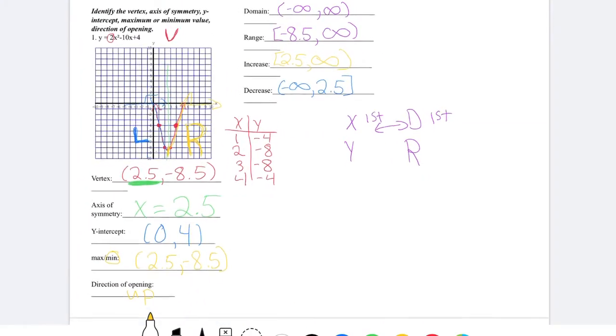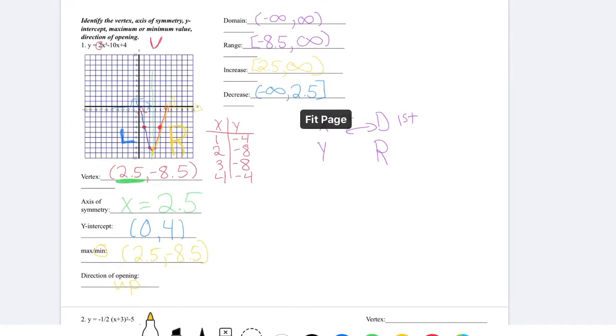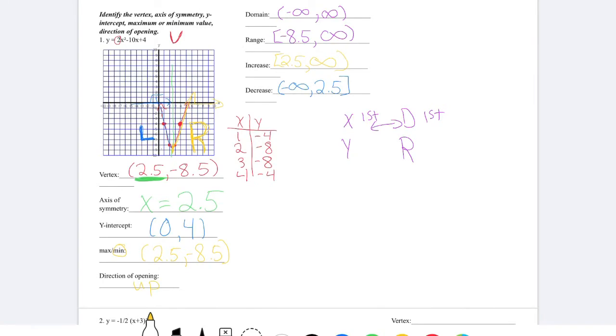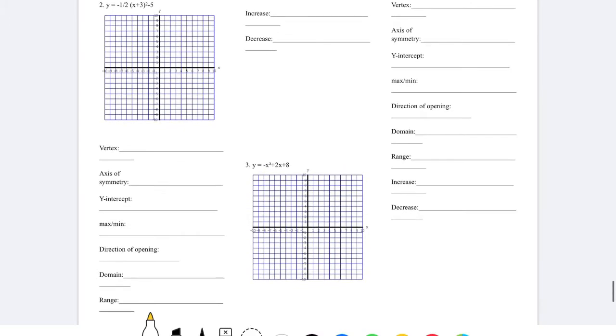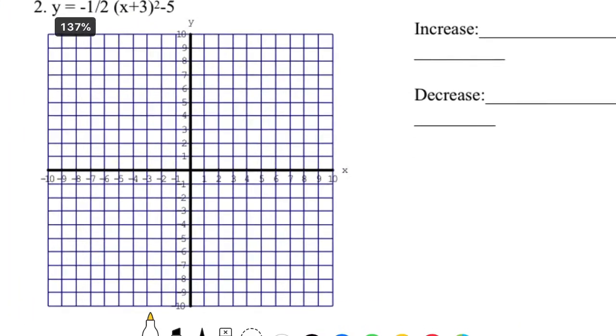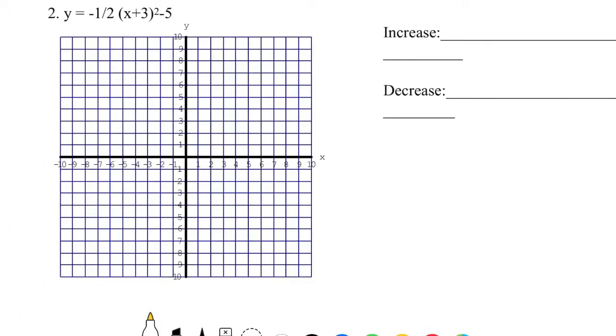So that is how you're doing number 1 on the assessment review. If you need to, you can pause the video and look at it, or try to attempt it yourself now. Going on to number 2. Number 2, we have a different equation.